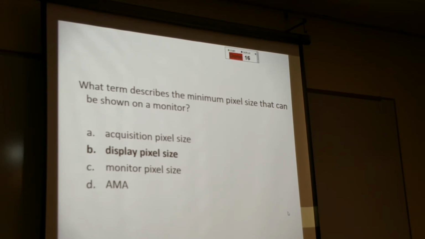So your acquisition pixel size is what you're going to get from the computer that you took the image with, like we do in our GE room. The acquisition is like the detector in the table, okay? And then the display is the monitor in the room.